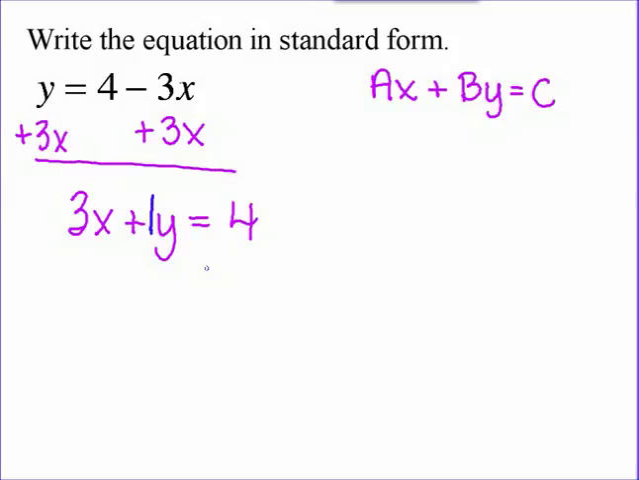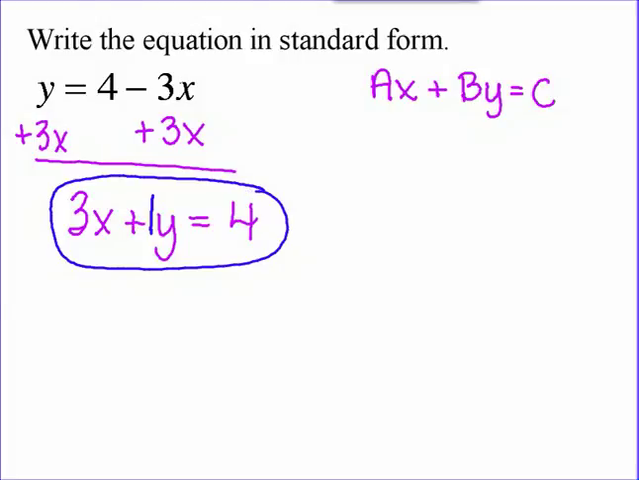Now, when it said a GCF of 1, what that means is that there can be nothing in common with the 3, the 1, and the 4. Is there anything in common with the 3, the 1, and the 4? No. So basically it's saying you can't reduce it down. And so this is actually your equation in standard form. That is what the equation of a line looks like.